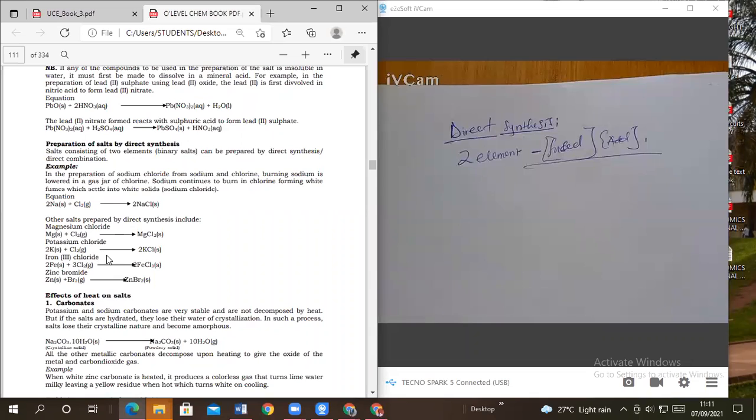Also, you can get iron 3 chloride, zinc bromide. Get zinc, put it in the jar that has chlorine gas. So this zinc is burned and lowered in the jar, and it will continue to burn to give this zinc bromide. If you want zinc chloride, also do the same. But we saw different methods of getting zinc chloride, so we don't expect you to be using this for getting zinc chloride, because there are other methods that are quite easier. So here you can get a bromide. So take note of these salts.